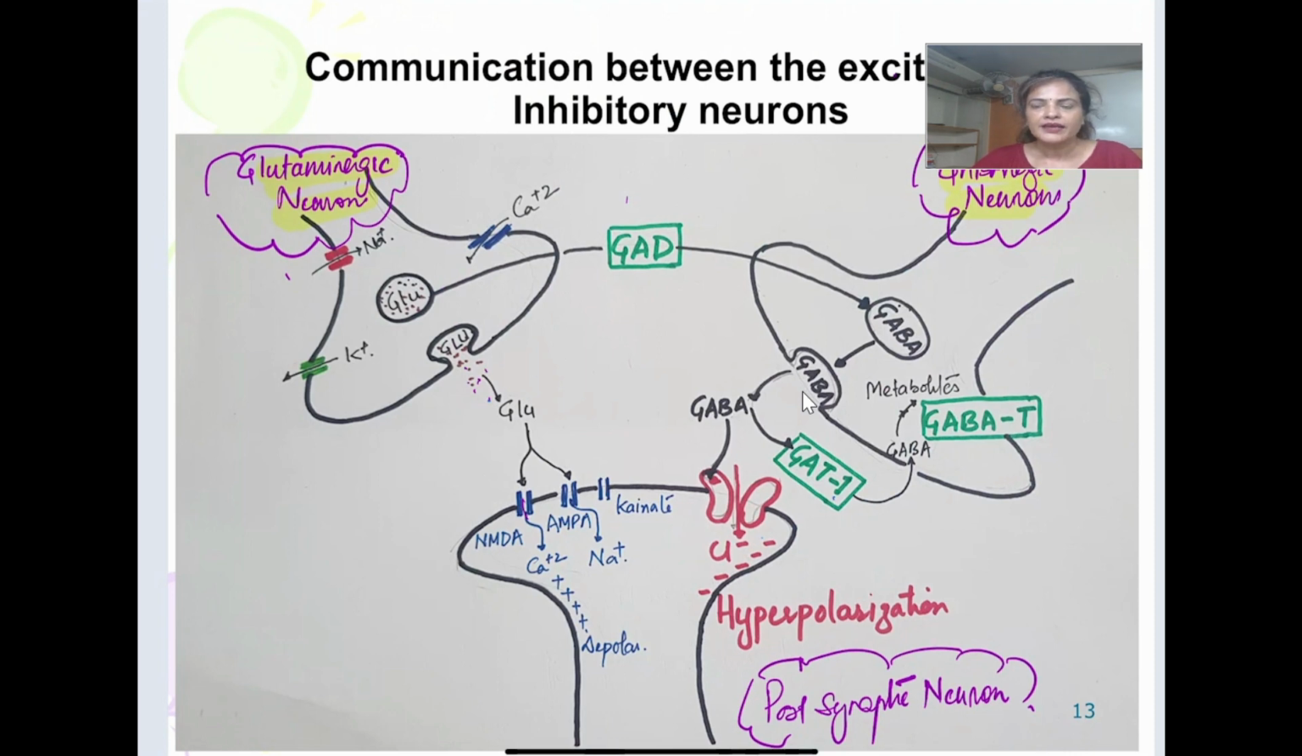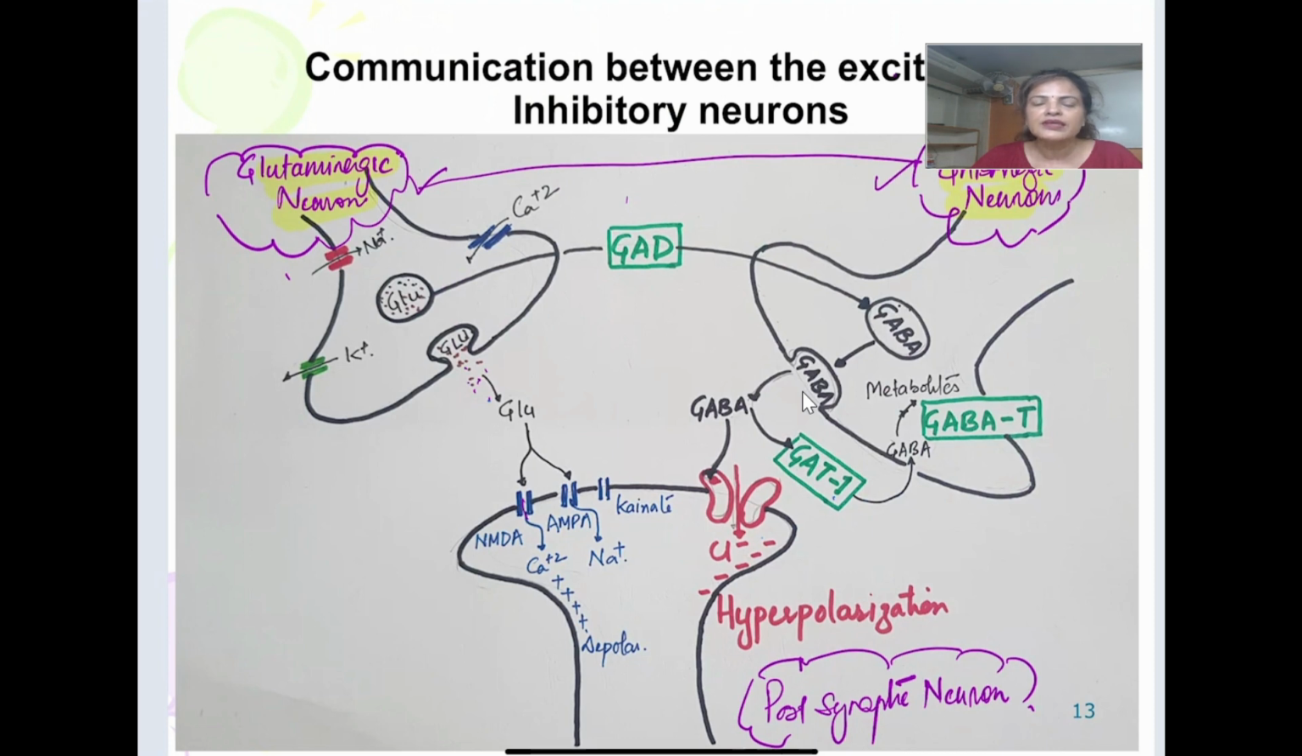So what exactly happens in epilepsy? Normally there is a balance between the excitatory and inhibitory neuron. So excitatory, that is a glutaminergic neuron, and GABAergic, that is the inhibitory neuron. So between these two, normally there is a balance. In epilepsy what happens, the balance between the glutaminergic neuron and GABAergic neuron is lost.